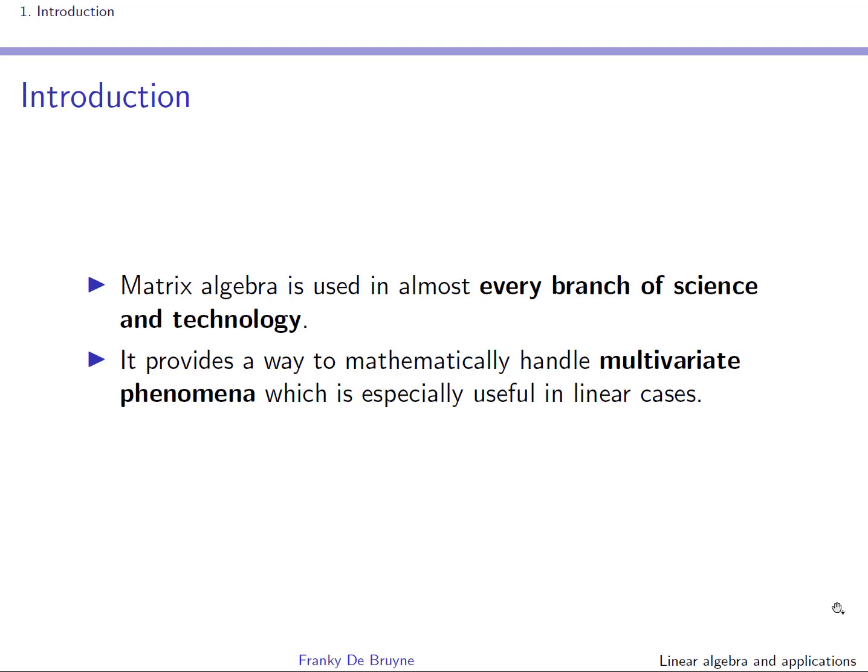Matrix algebra is used in almost every branch of science and technology. Examples of that are, of course, control, but also estimation, identification, machine learning, big data problems, etc. In this teaching unit, Advanced Control 1, we will use linear algebra to describe multivariable systems, systems with multiple inputs and multiple outputs, and this will lead to the state space description that is studied in the second part of this teaching unit, state space control.